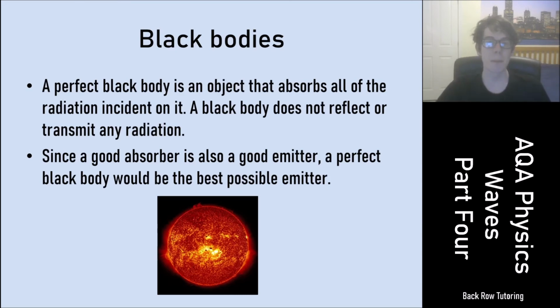A perfect black body is an object that absorbs all of the radiation incident upon it. A black body does not reflect or transmit any radiation. Since a good absorber is also a good emitter, a perfect black body would be the best possible emitter as well.